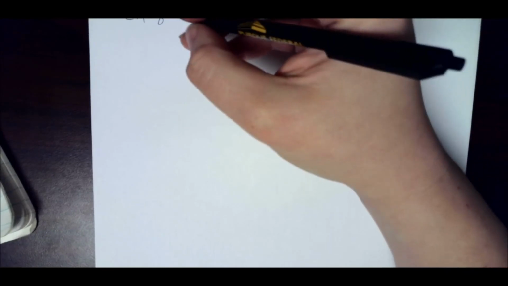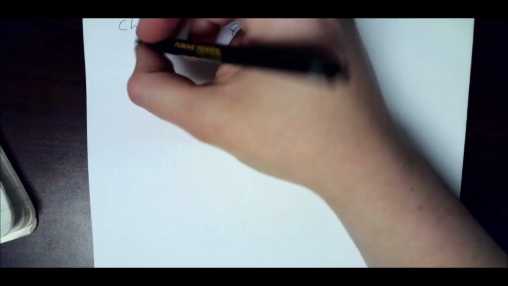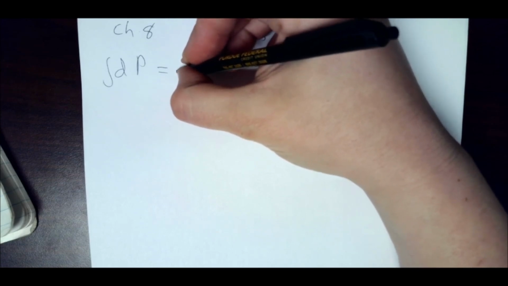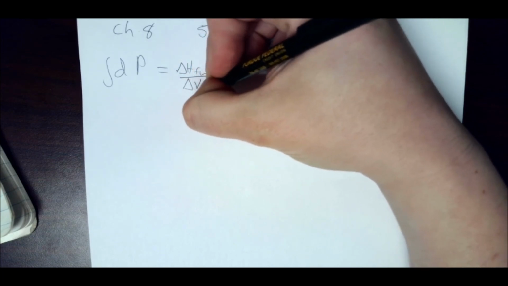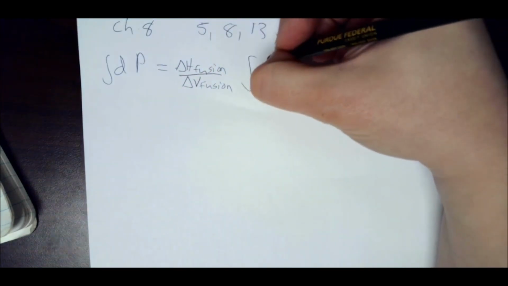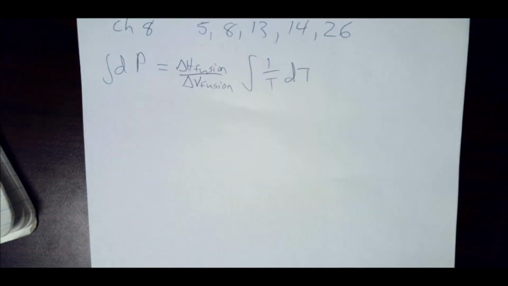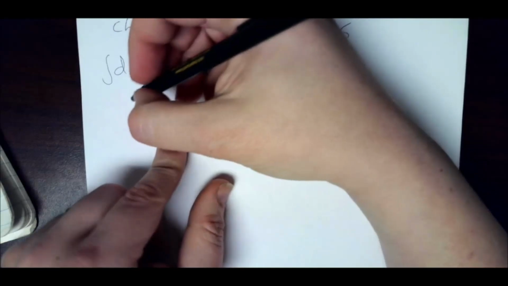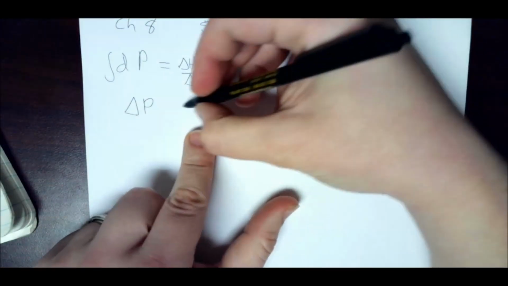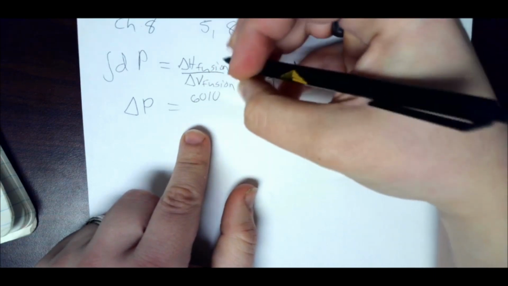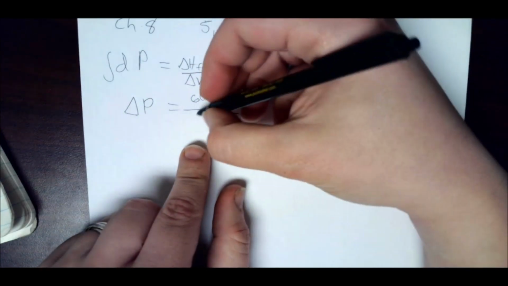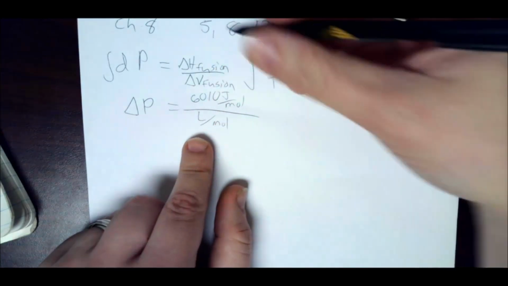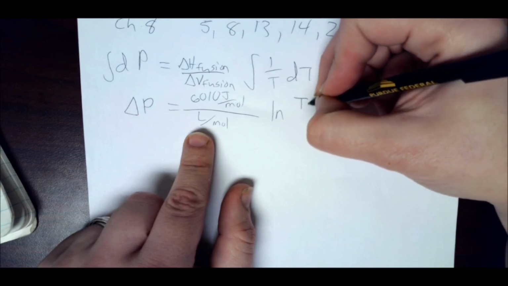Okay, so to start off number 8, we're trying to calculate essentially Clausius-Clapeyron, that dP is equal to the delta H of fusion over the delta V of fusion, integral 1 over T dT, which becomes our equation that our change in pressure is going to be equal to a constant 610 joules per mole divided by a change in volume in essentially liters per mole, times ln Tf over Ti.